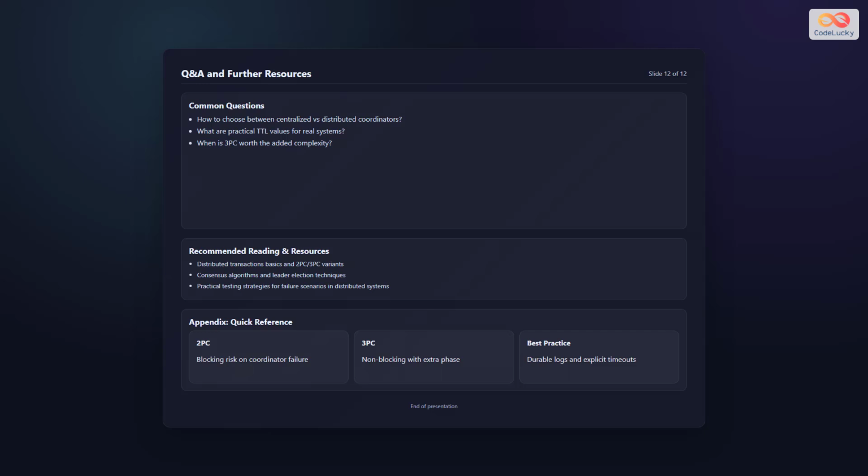Key questions to consider. How should you choose between centralized and distributed coordinators for your system? What are practical timeout values for real-world deployments? When is 3PC worth the added complexity compared to simpler alternatives? For further learning, explore distributed transaction basics and 2PC versus 3PC variants, consensus algorithms and leader election techniques, and practical testing strategies for failure scenarios in distributed systems.